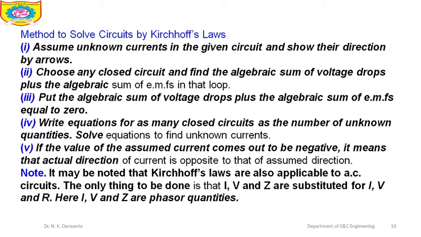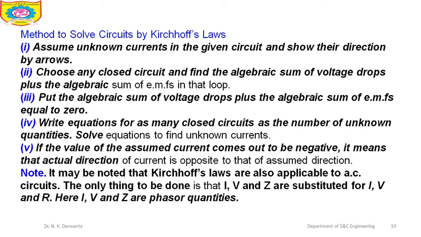The things are very easy. First of all, we have to assume the unknown current in the given circuit. Better you write it down. Assume unknown current in the given circuit and show their directions by arrows. Then the next one is choose any closed circuit and find the algebraic sum of voltage drops plus the algebraic sum of EMFs in that loop. Third step is put the algebraic sum of voltage drops plus the algebraic sum of EMFs equal to 0. Fourth step is write equations for as many closed circuits as the number of unknown quantities.